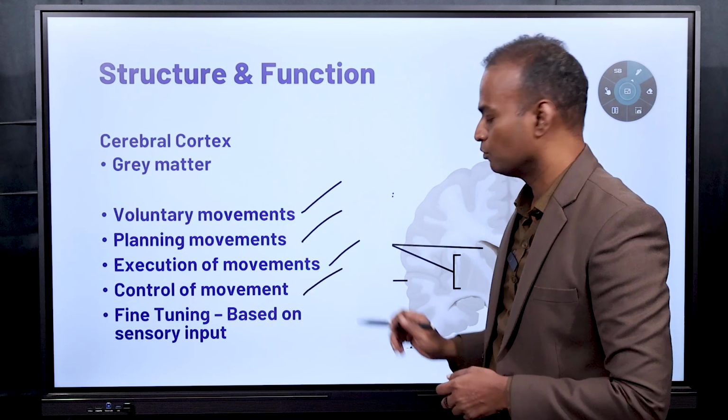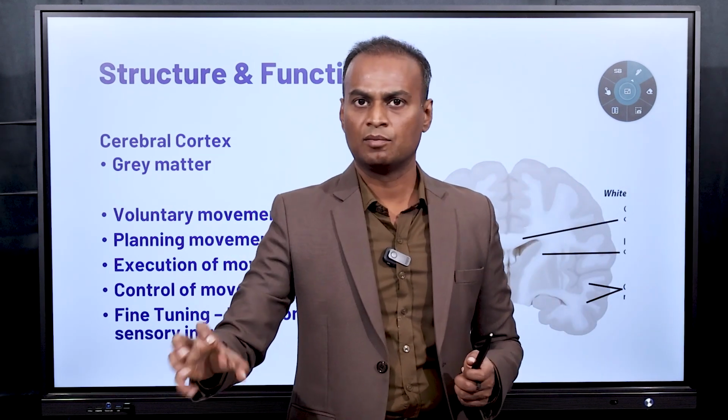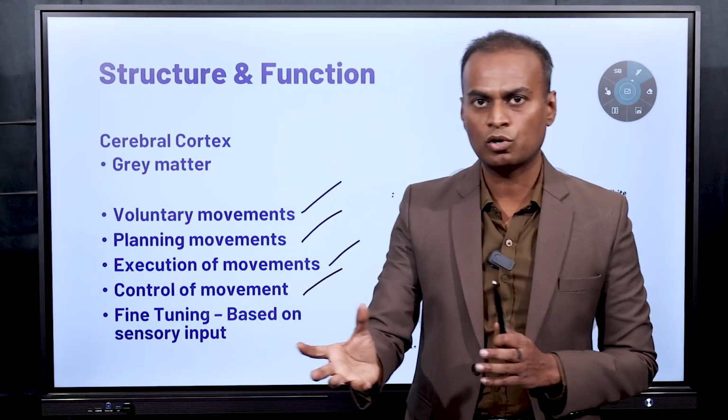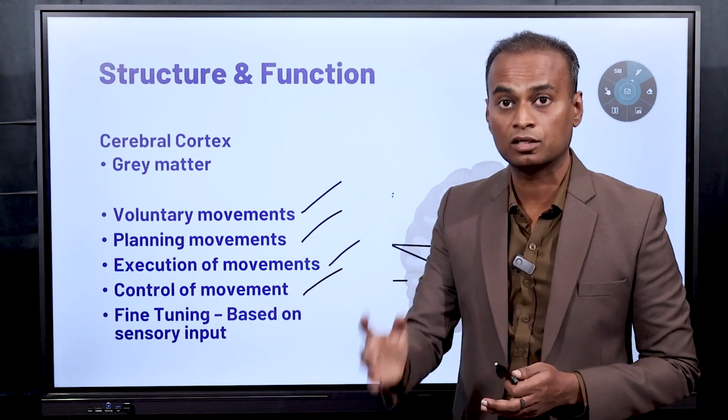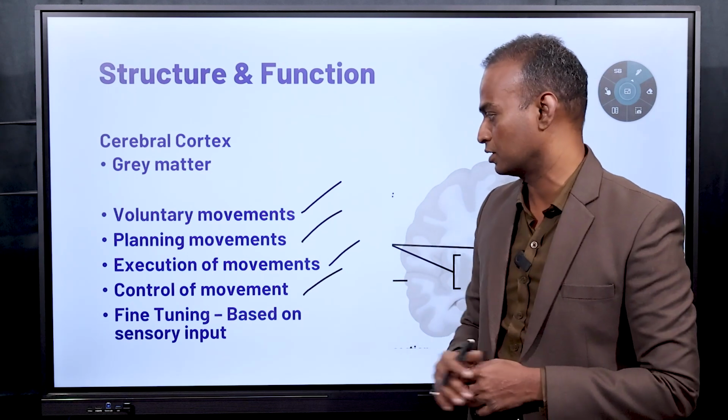And also control of the movements. It is not that I put my hand very fast and take the pen or book. The movement has to be coordinated and controlled. Even the control and coordination of the movements is done by this cerebral cortex.